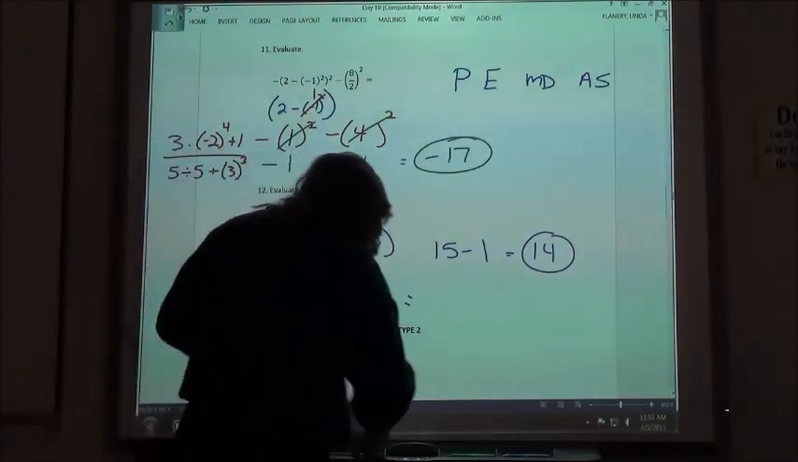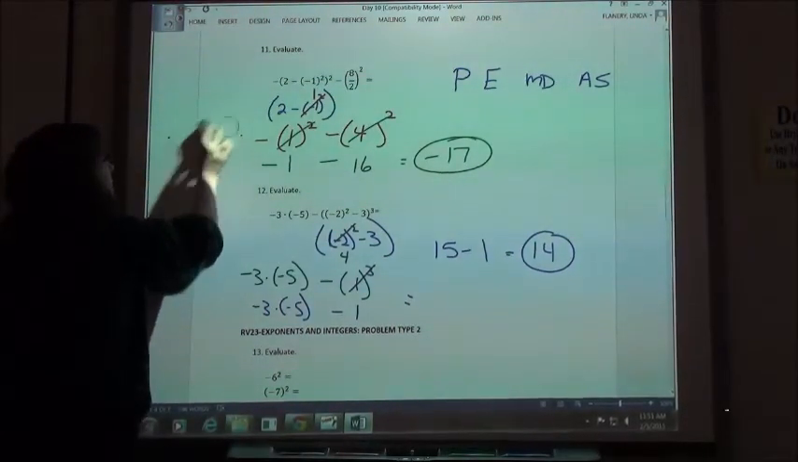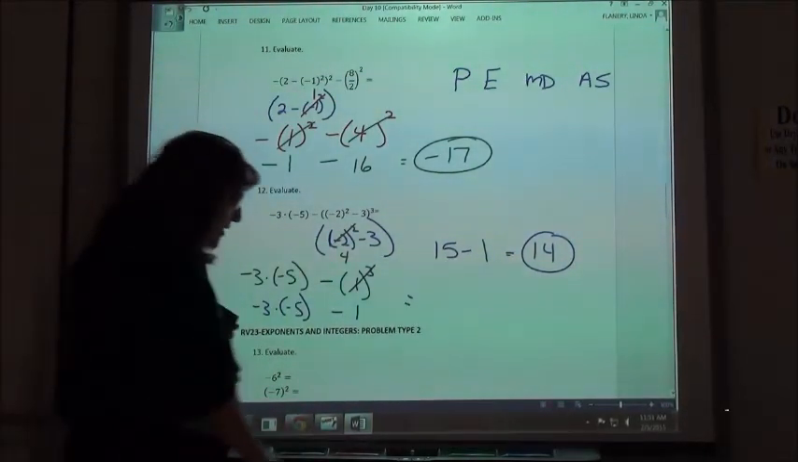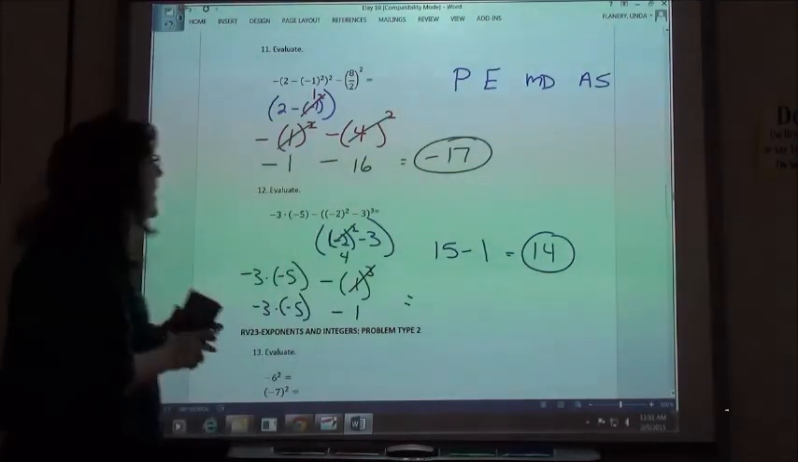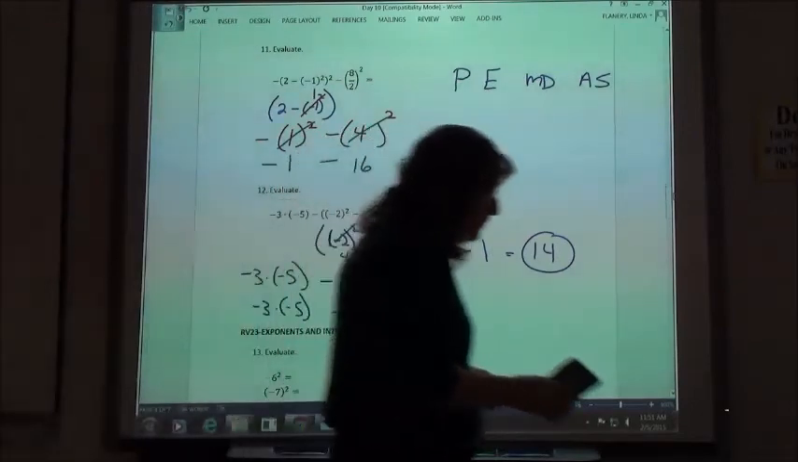So just a note there, do them on your paper, check them with your calculator, and if you don't get the same answer, check. Did I type it in wrong, or did I do something wrong following my order of operations?